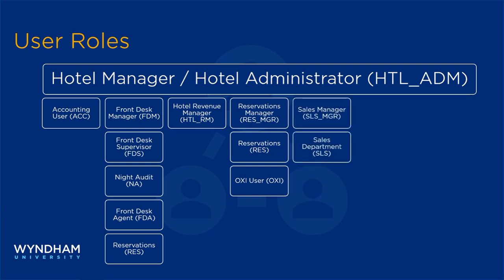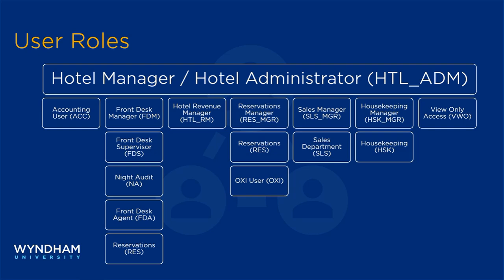The Sales Manager and Sales Department roles are primarily used to manage groups. The Housekeeping Manager and Supervisor roles are primarily used to manage daily housekeeping task assignments. And View Only is assigned when a user does not need edit access, but only view access to the system.